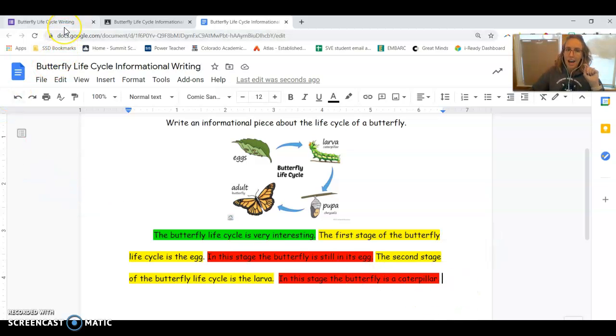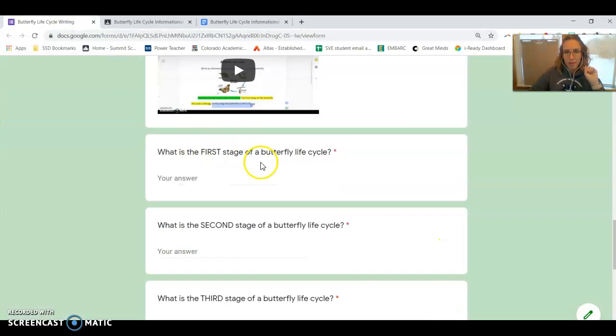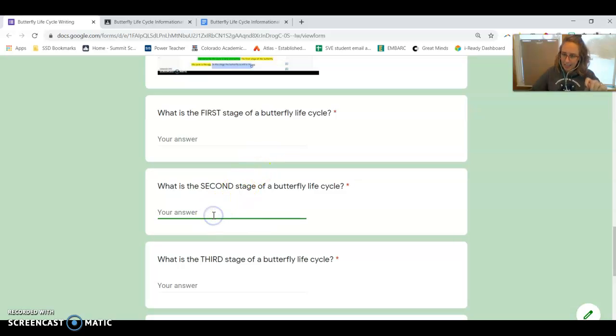Not quite. I need to come back to my Google form, and I need to say the second stage of the butterfly life cycle is the larva. You can add your red sentence if you would like. You don't have to.